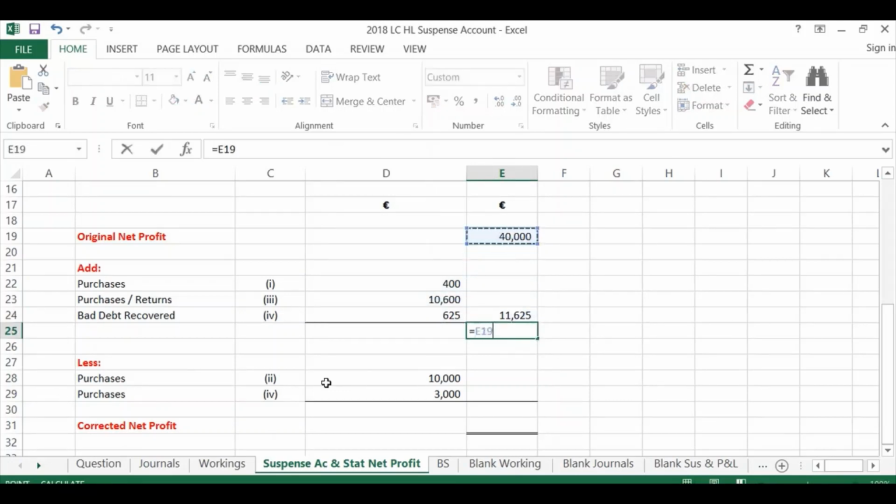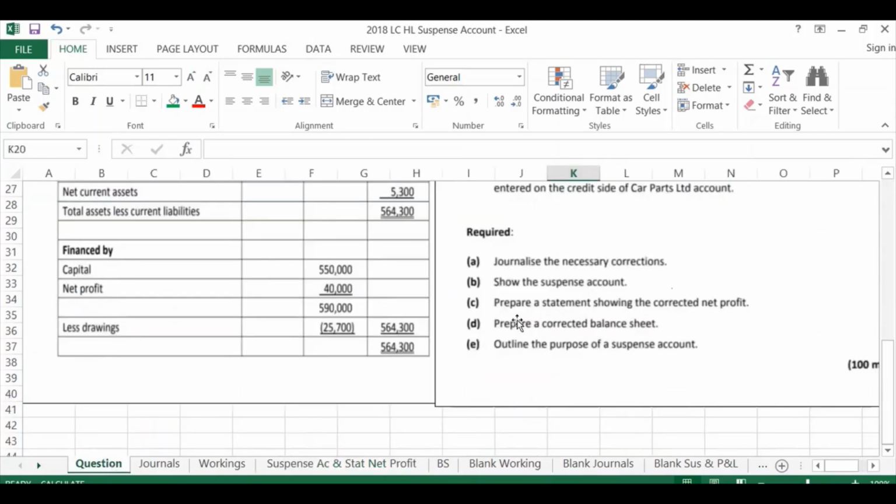So 40,000 plus 11,625 gives me 51,625. And then I'm going to take away 13,000. So 51,625 minus 13,000 gives me 38,625, which is my corrected net profit.